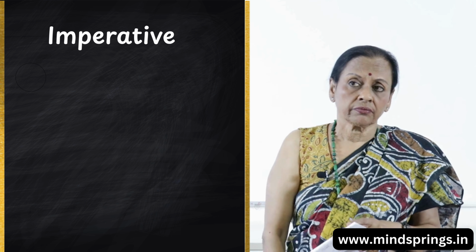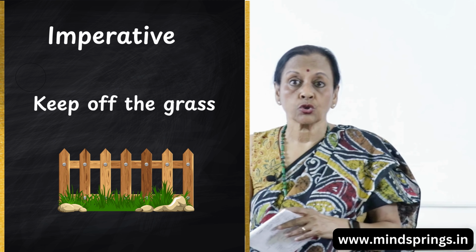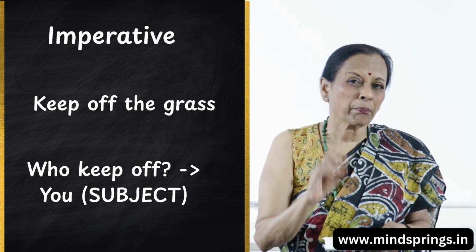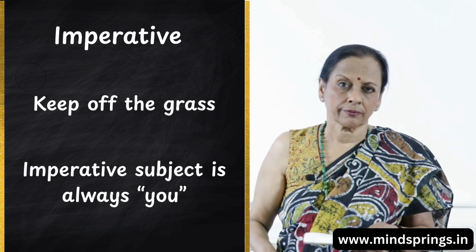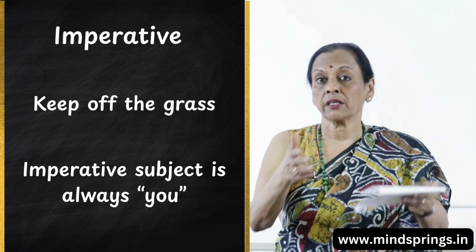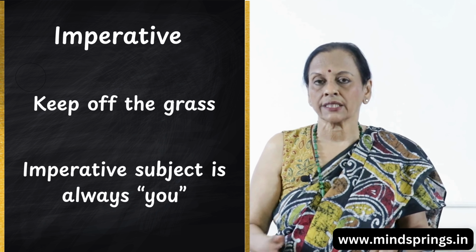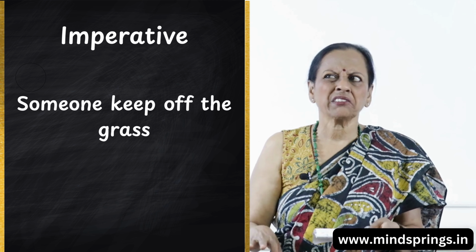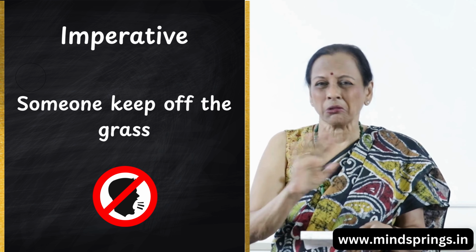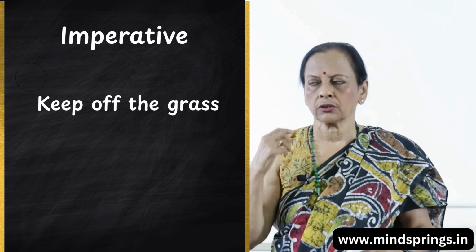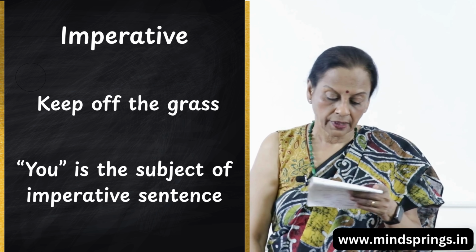Imperative. Suppose I say keep off the grass. Where is the subject? So keep off. Who keep off? You keep off. So imperative subject is always you because it is not said. The order is given straight, but the order is being given to you. That's why you is the subject of an imperative sentence. Or you might say someone keep off. Normally you don't say someone keep off because that keep off is normally being addressed to you. So you is the subject.